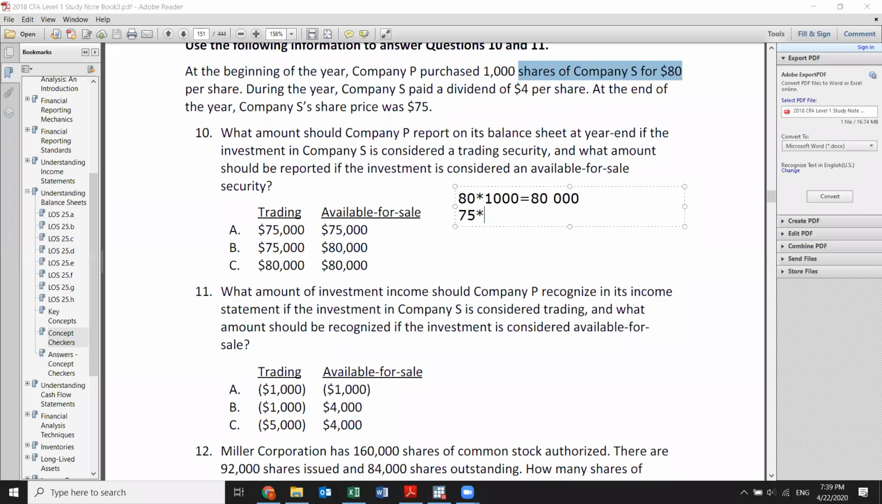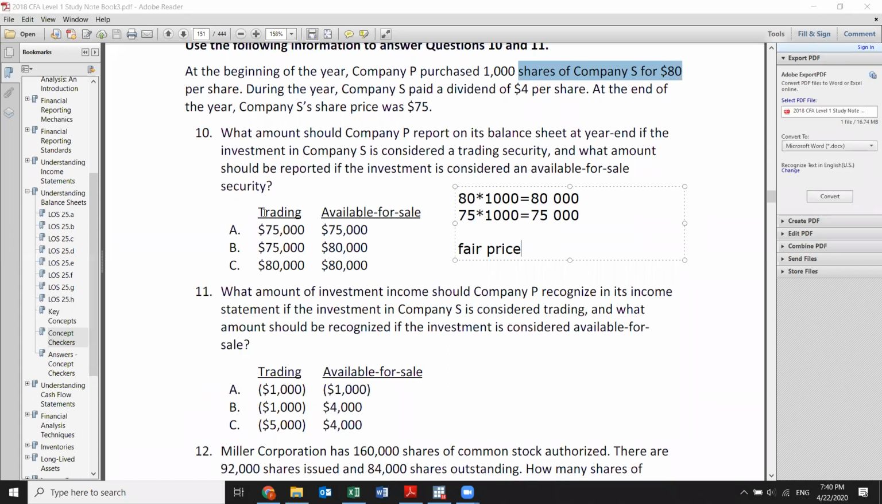$75 times 1,000 shares is just 75,000. So in trading and available for sale, because we know that we record in both scenarios at fair price, and it will always be updated.